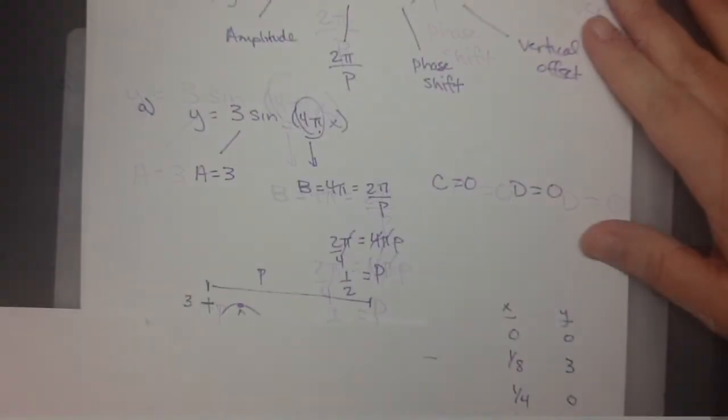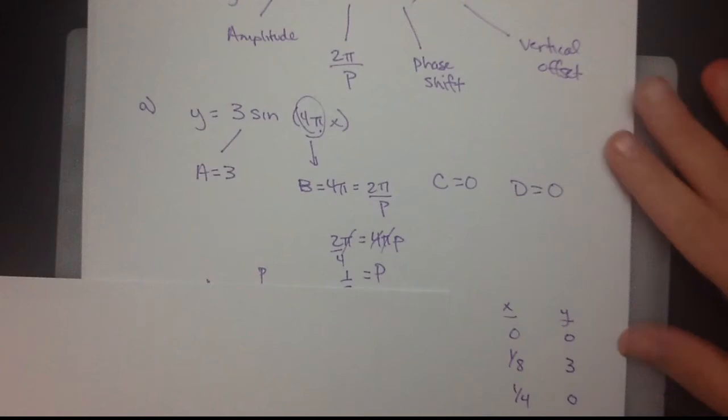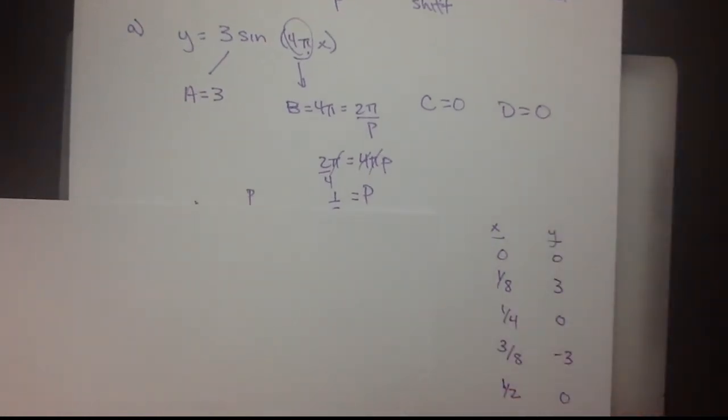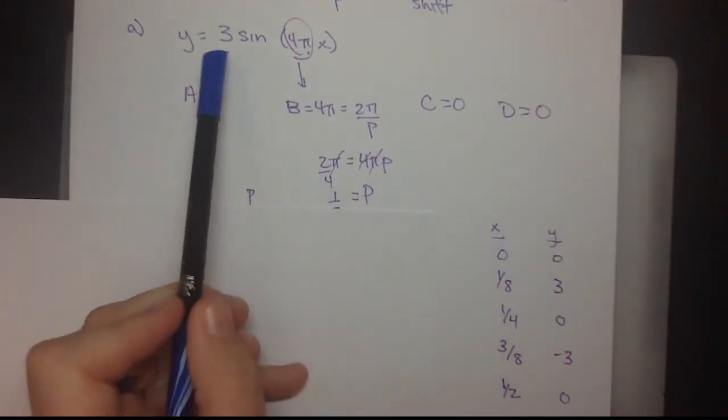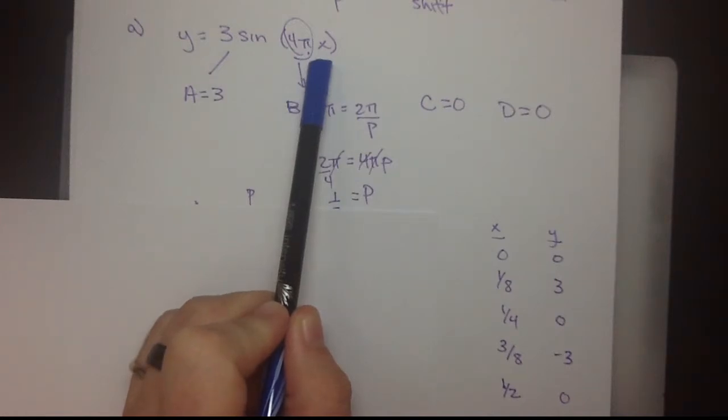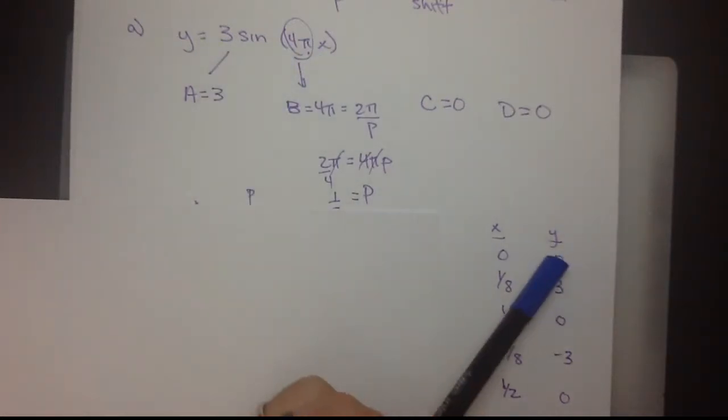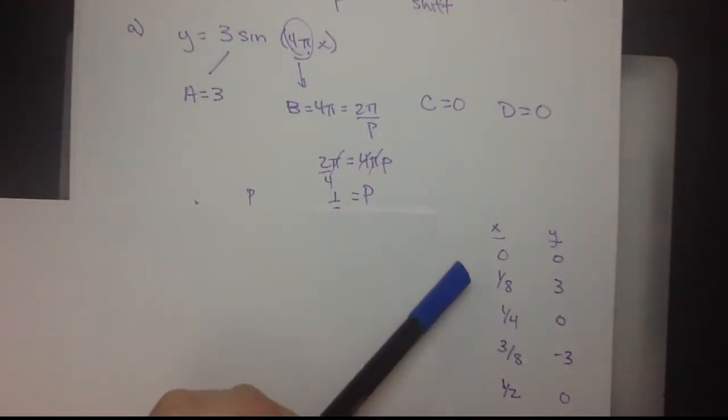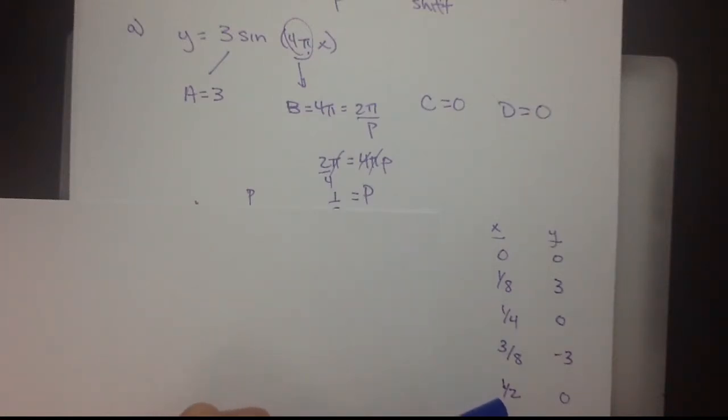So the next thing, come over here and work out these 5 points. When x is 0, we have 3 times the sine of 0. 3 times 0 gives us 0. Then I went to x equals 1/2, which will give us a 0, and then you interpolate these 3 points in between.